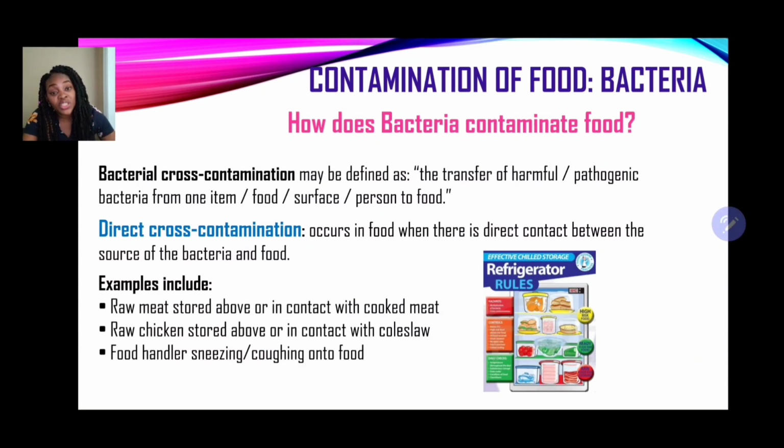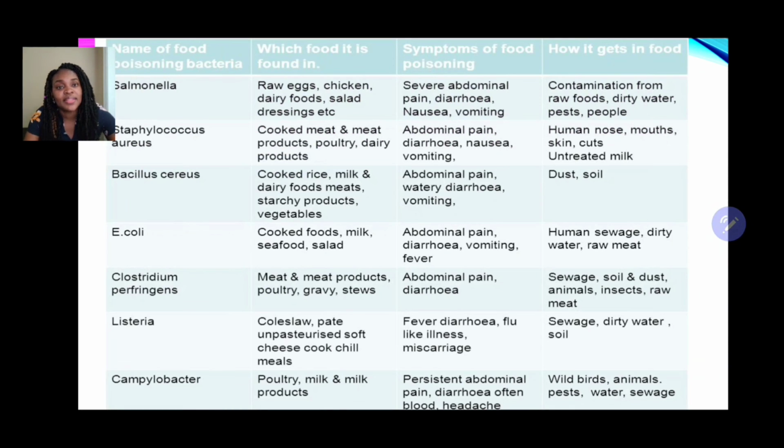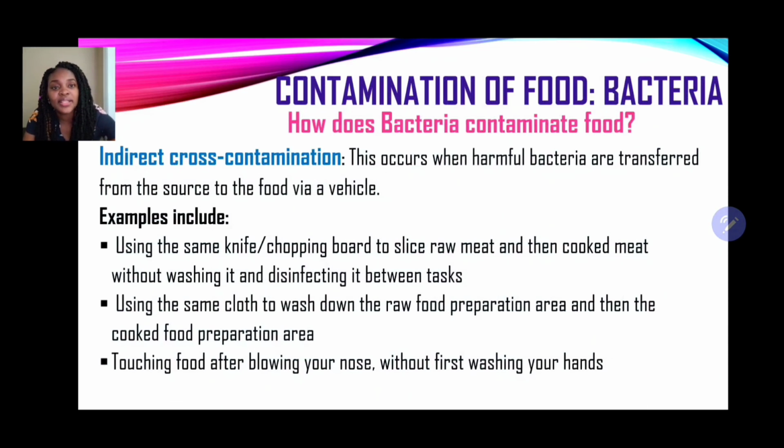So you would just eat it later because it's already prepared. Now, when we have the raw chicken stored above and the chicken starts to thaw and drain, then guess what? It drains into the coleslaw, it becomes contaminated, and then a person will eat it. Guess what? They become sick as well. Now, food handlers sneezing or coughing onto food can also be a source of contamination. Good. All right.